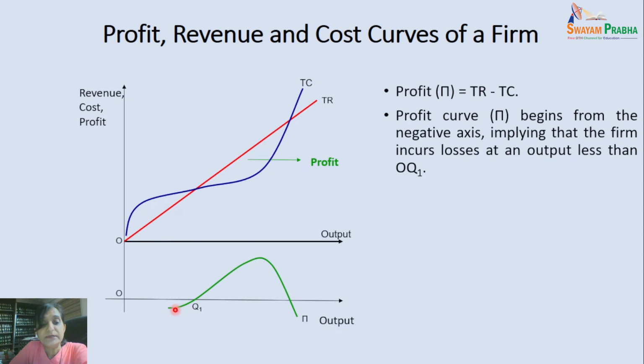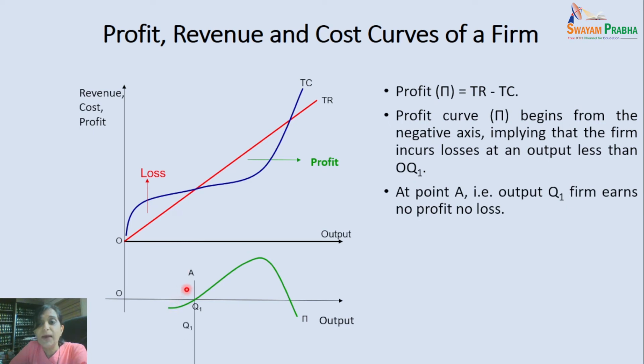So the profit curve, which is shown by this green curve, is negative till Q1. This indicates that whatever the level of production before Q1, the firm is incurring losses. So at any level of output less than OQ1, the firm is incurring losses. This is the area of your loss, the difference between TR and TC, represented by a negative profit curve.